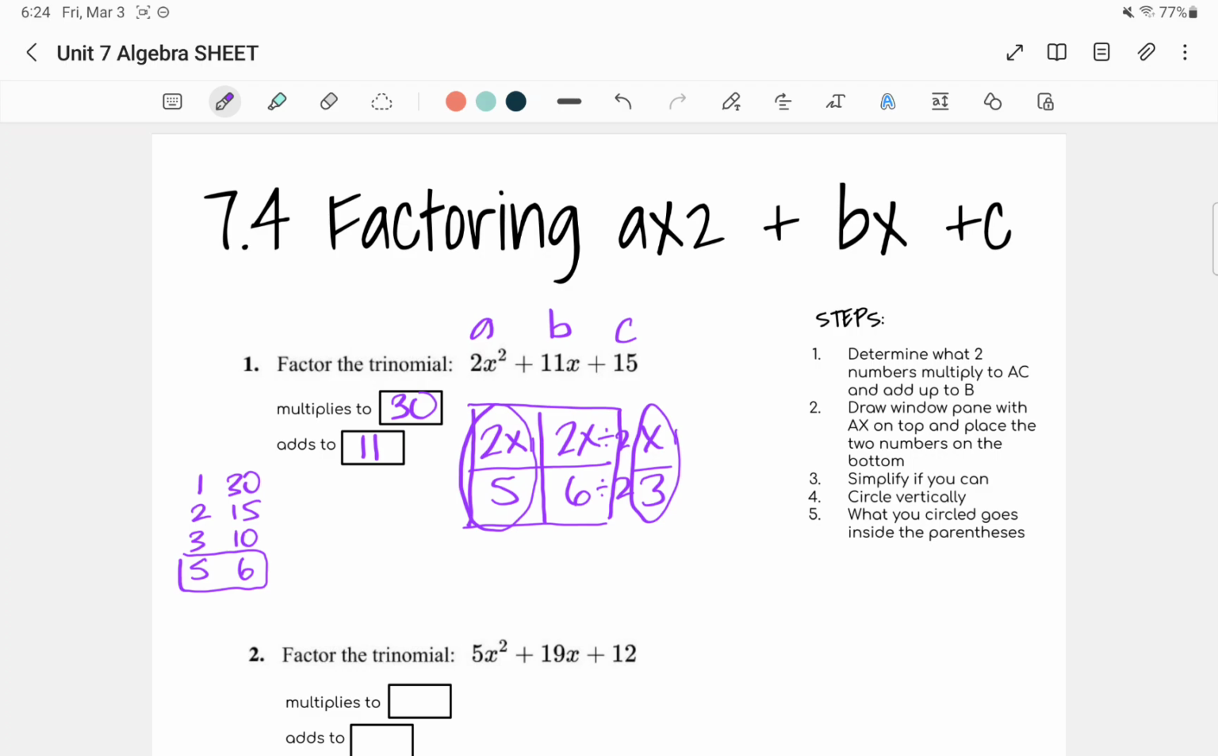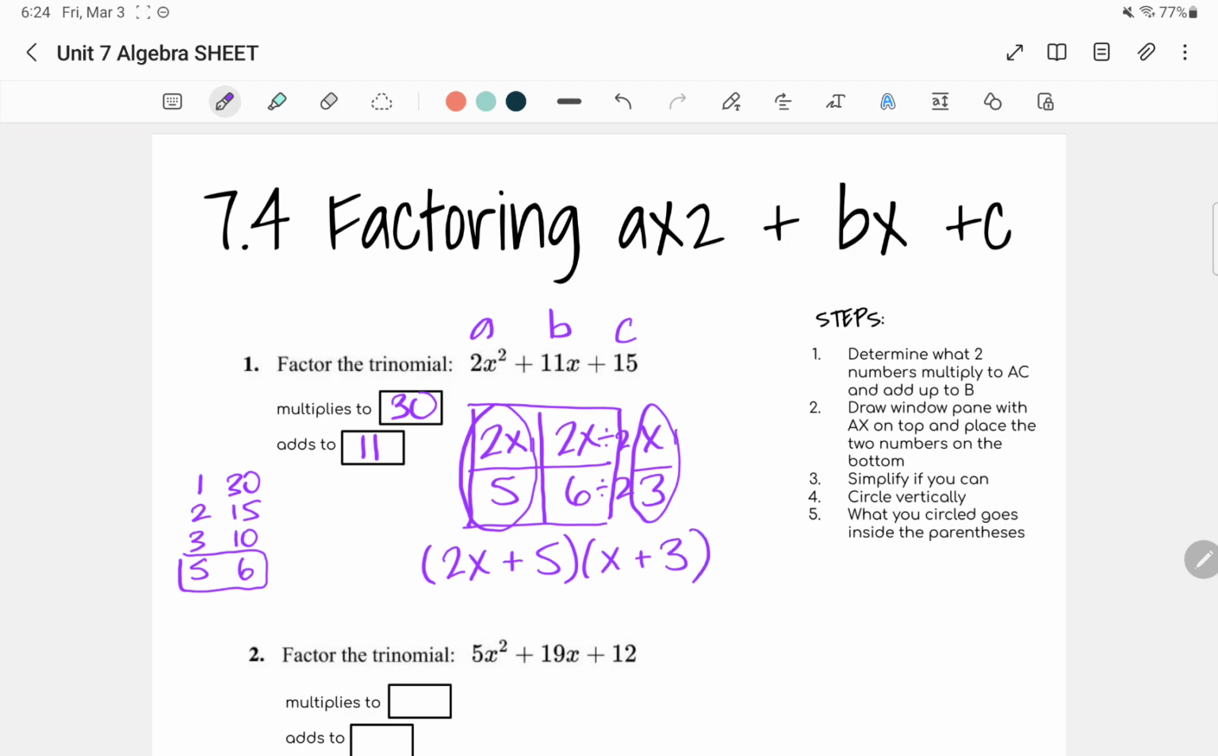Now this is kind of a shortcut here, so hopefully this makes sense. The textbook would tell you just to guess and check, but this way will get you the right answer every time, and you could eliminate all the guessing and checking. So we're going to put 2x plus 5 and x plus 3.